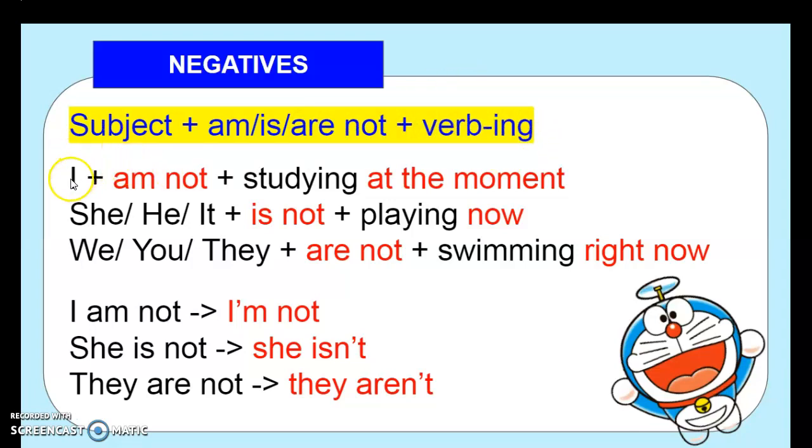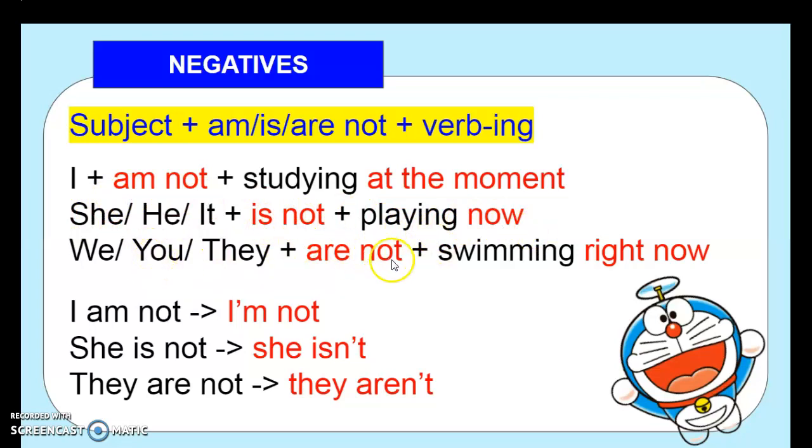Oke, this is the example. I am not studying at the moment. Saya tidak sedang belajar sekarang. Okay, next. She is not playing now. Dia perempuan tidak sedang bermain sekarang.